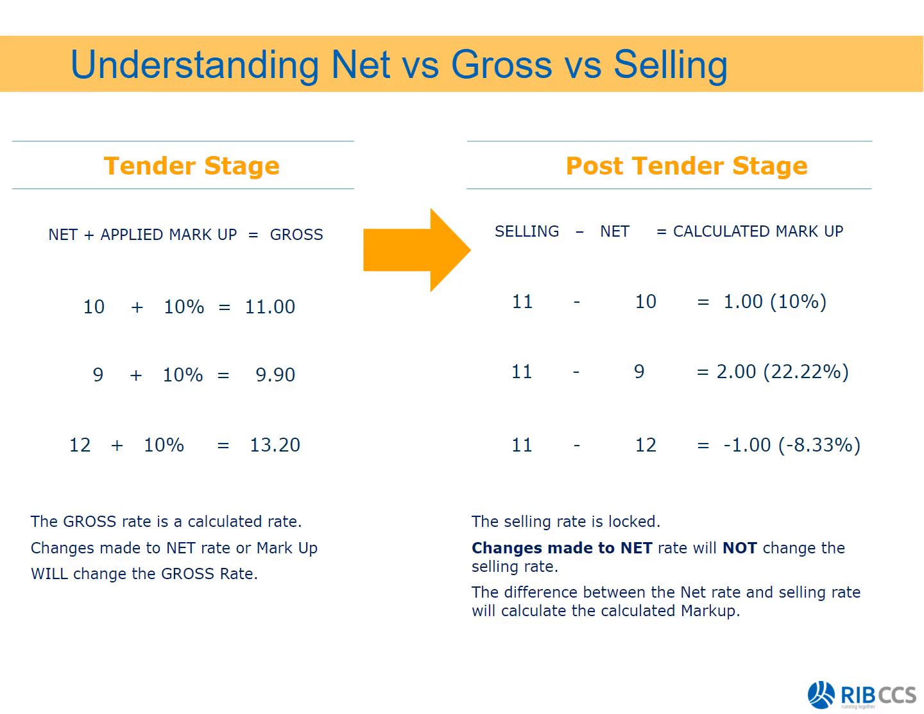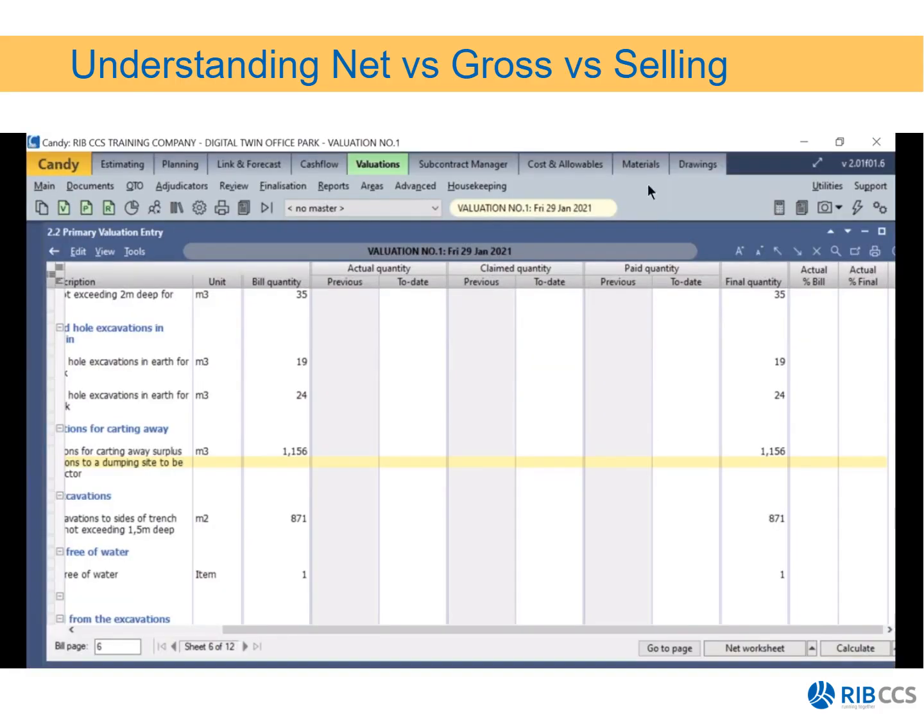Now, the nice thing about utilizing Candy for post-tender use is if you have an item like that last one where you're losing money, Candy can be utilized to identify problem areas like that on your project, and you can make sure that you manage this project and try and minimize the effects that loss has on you then. Okay, so let's go and copy our selling rates.